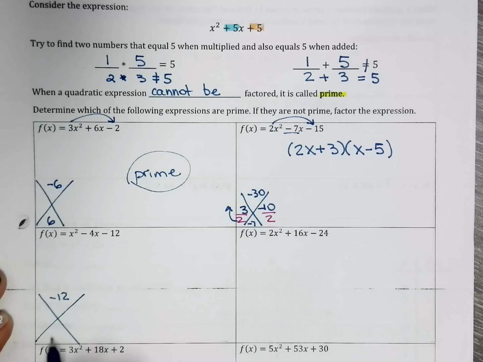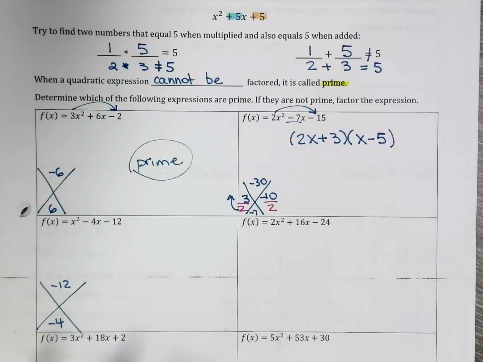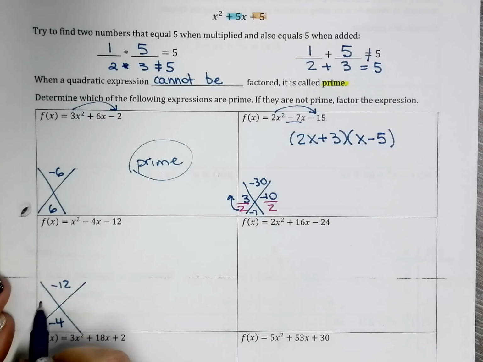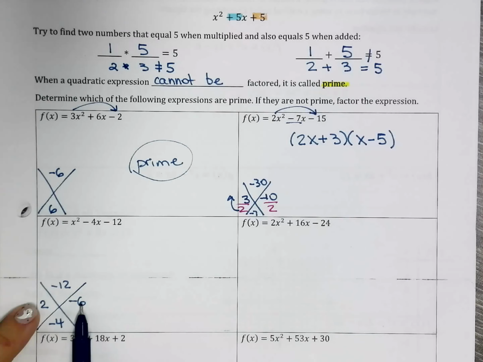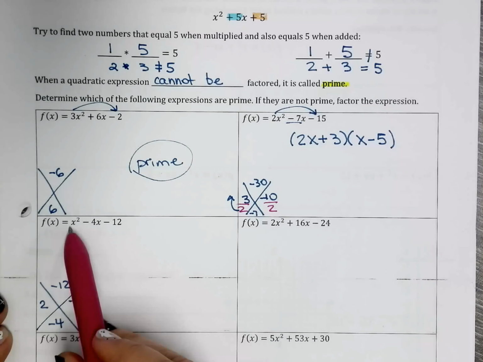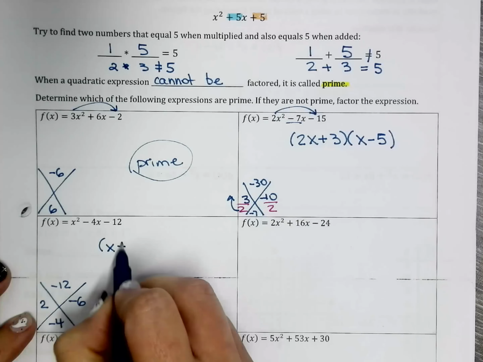Multiply to negative 12, add up to negative 4. So I have negative 1 and 12. That doesn't add up to negative 4. I have negative 2 and 6. Okay, so 2 and 6, but the 6 would have to be negative here to add up to negative 4, because 2 minus 6 is negative 4. There's nothing I had to multiply by, so I don't have to divide. Bam, done right there.